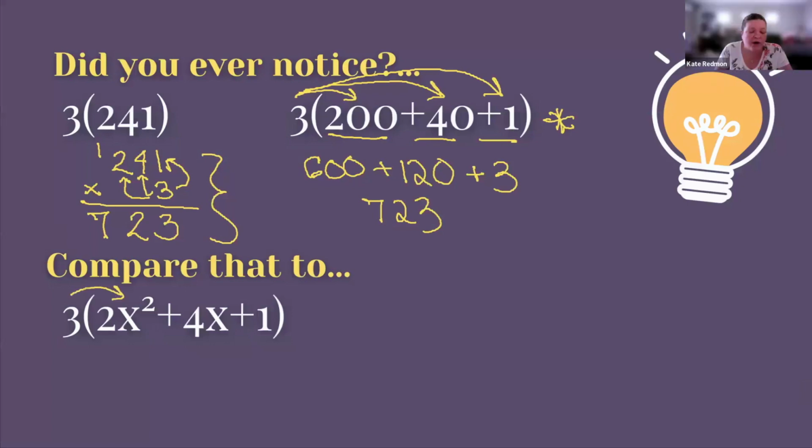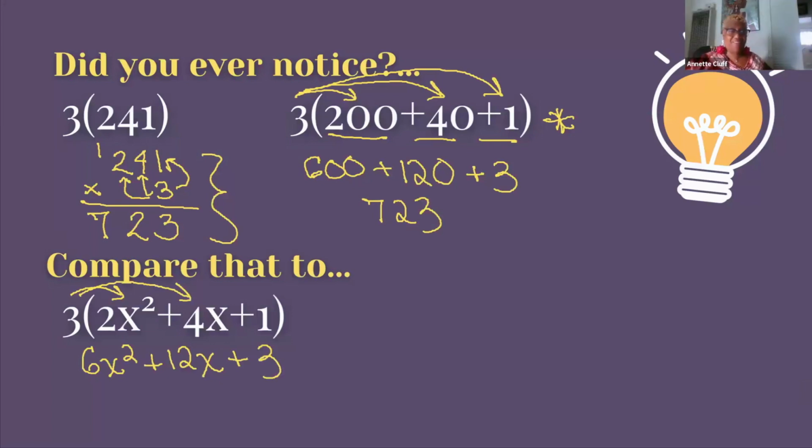3 times 2x squared, just like 3 times 200 was 600, 3 times 2x squared is 6x squareds. And just like 3 times 4 tens was 12 tens, 3 times 4 x's is 12 x's. And then, of course, it doesn't matter if I'm in arithmetic or I'm in algebra. 3 times 1 has always been and will always be 3 ones. And I want you to look here because I would argue that algebra is easier than arithmetic. You know why I say that?